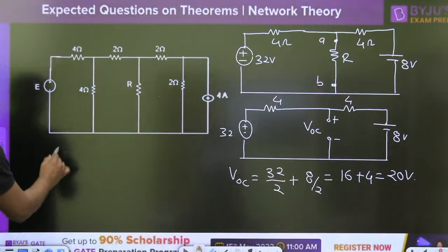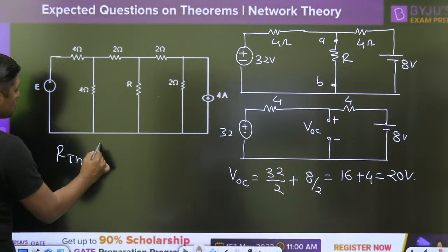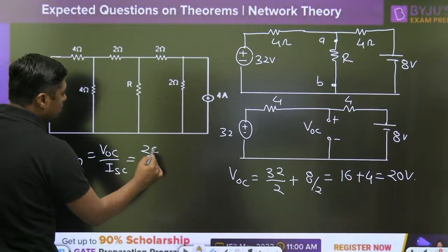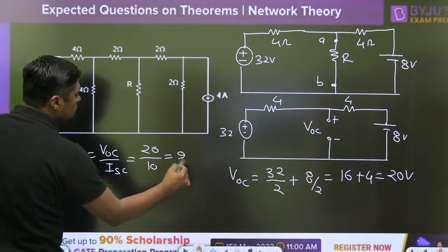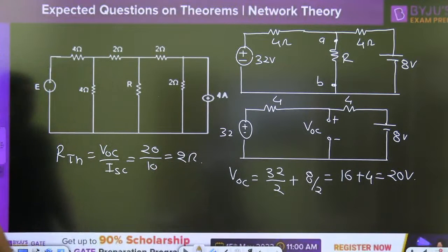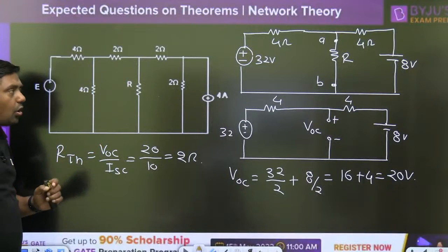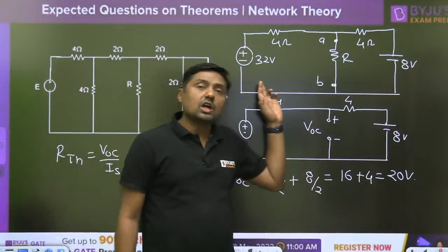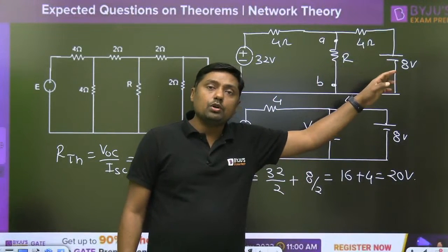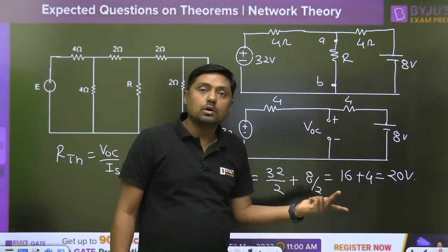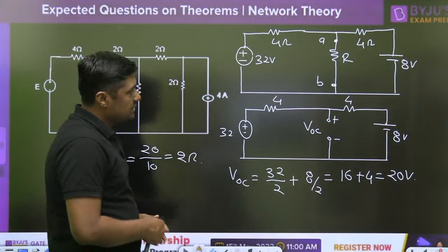How to find the RTH? VOC upon ISC. Already we have the 20 volt, ISC 10, so 2 ohm is the RTH, because already the short circuit current through the R is given. Or make the 32 volt 0, make the 8 volt 0, 4 ohm in parallel, that is nothing but 2 ohm. 2 ohm is the RTH.